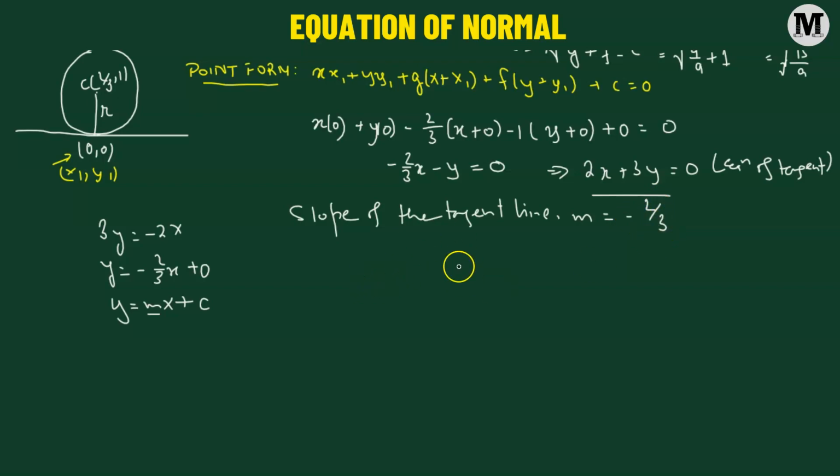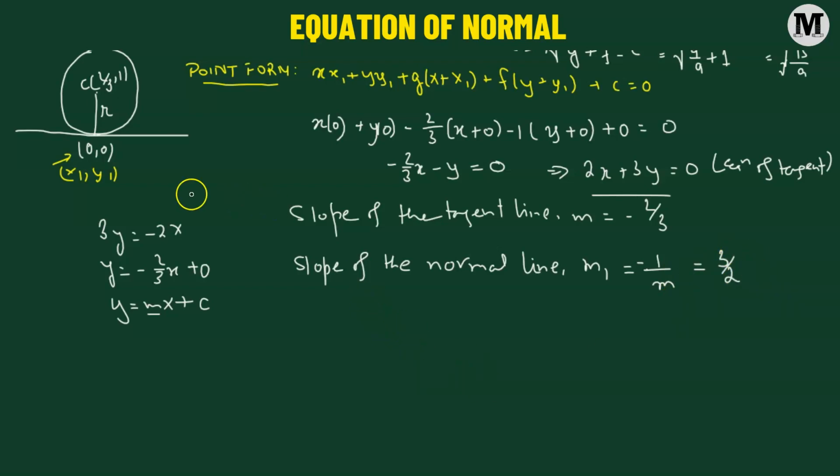If this is the slope of the tangent line, then we can also find the slope of the normal line, because the normal line is perpendicular to the tangent line. So the slope of the normal line, let's call it m1, will be negative 1 over the slope of the tangent line. That means it will be positive 3 over 2.